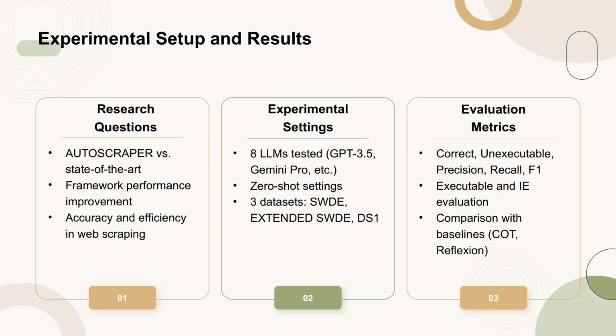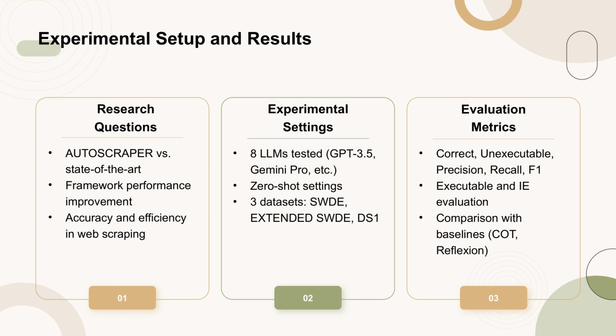Firstly, whether AutoScraper can outperform existing state-of-the-art scraper generation methods. Secondly, how the AutoScraper framework enhances the performance of the scraper generation task. Thirdly, whether AutoScraper meets the criteria for accuracy and efficiency in web scraping tasks.